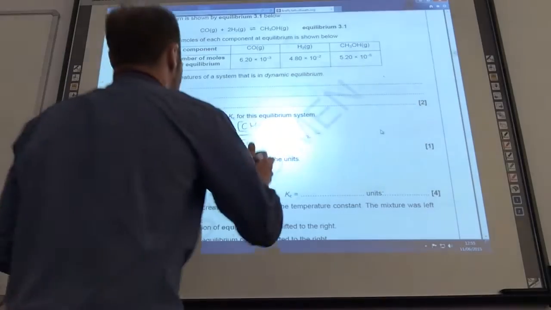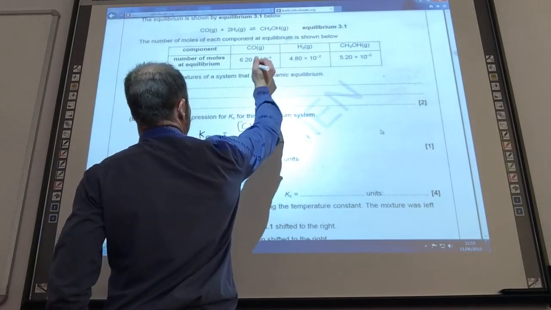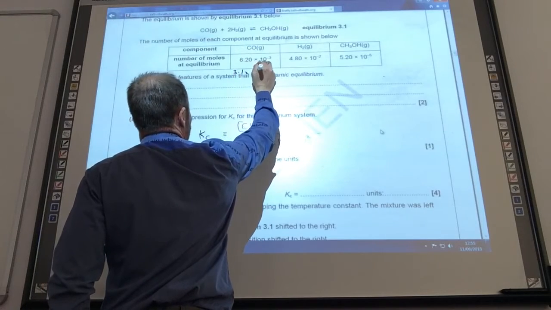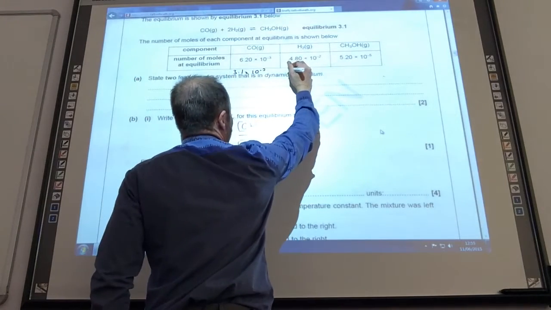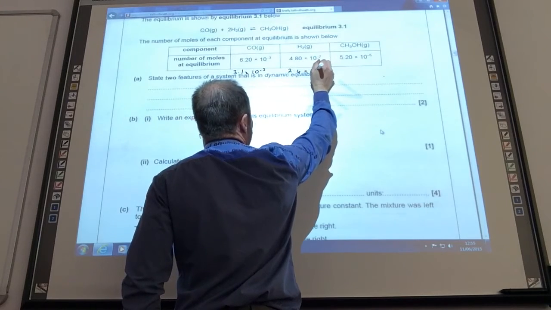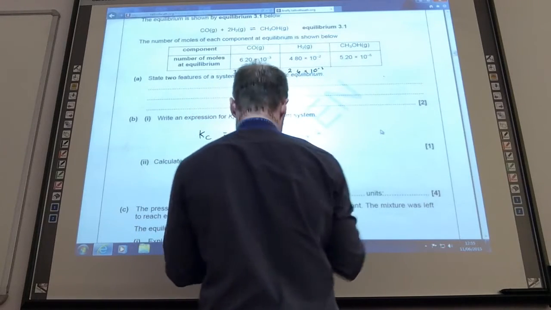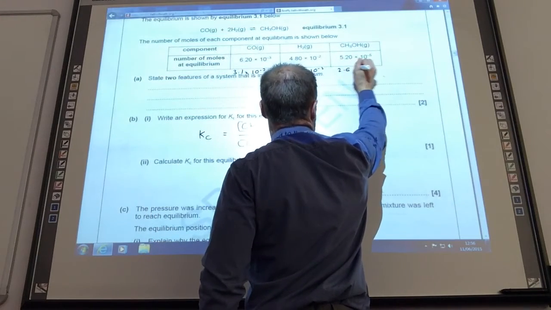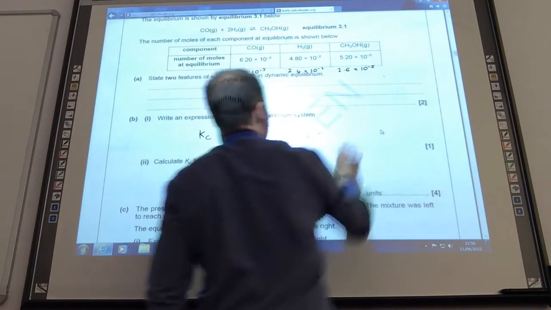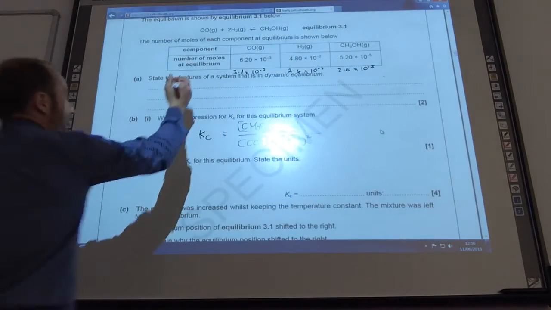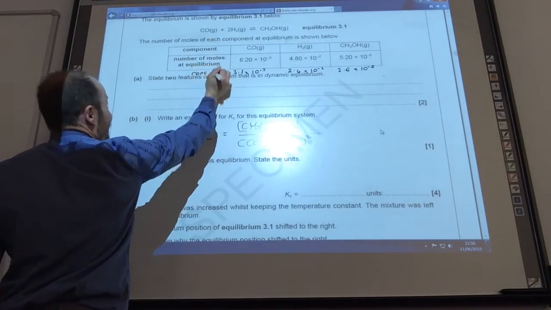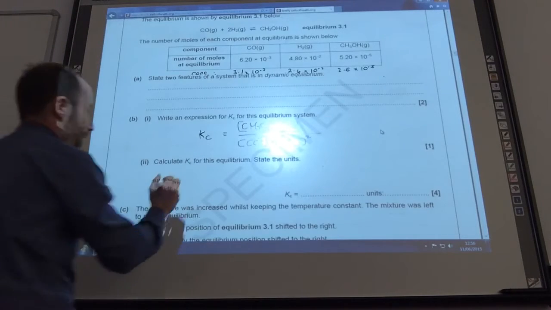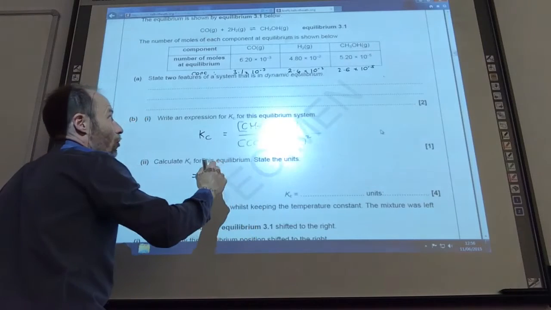So let's do that. 6.2 divided by 10, so if I just write it underneath, that's going to become 3.1 times 10 to the minus 3. That's going to become 2.4 times 10 to the minus 2. I should be able to do that, but I can't. That becomes 2.6 times 10 to the minus 5. So they are my concentrations. I've divided it by 2 because that is the volume of the container. And remember, these are concentrations.